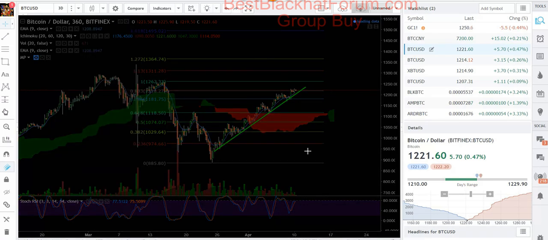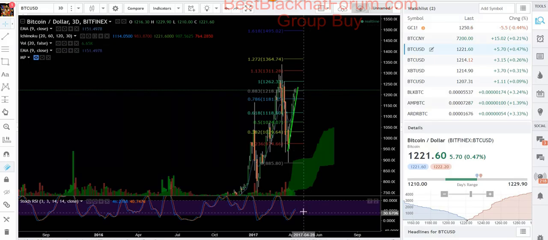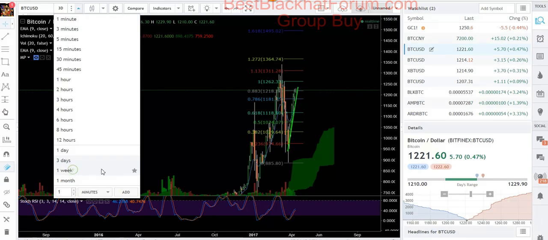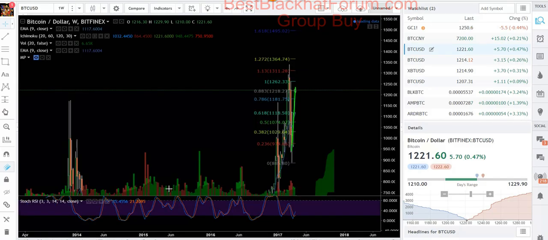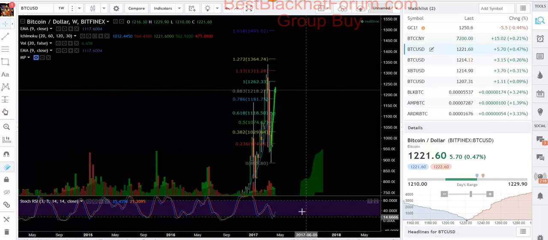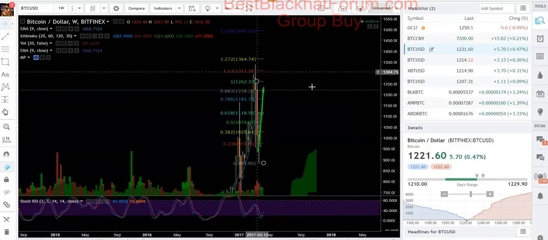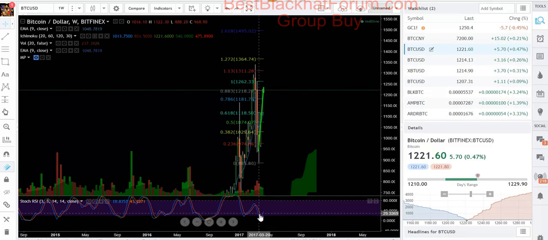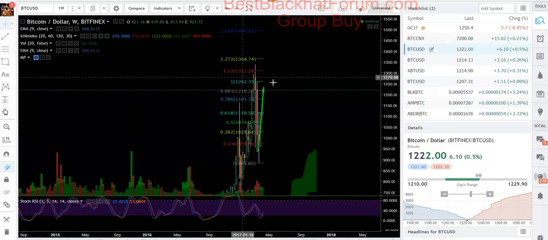Look at our 3-day. Our 3-day is very, very strong, growing. Our weekly is also wanting to grow. Now we could dump down, we could hit this 1.13 here at like 13.10, 13.15, and we could literally hit that point and dump down to 1100, and that's really not going to affect the weekly. That little consolidation or correction won't affect the higher time frames so much.